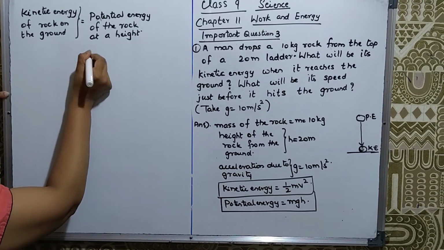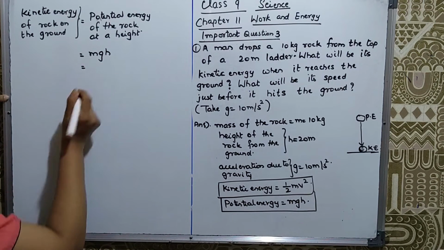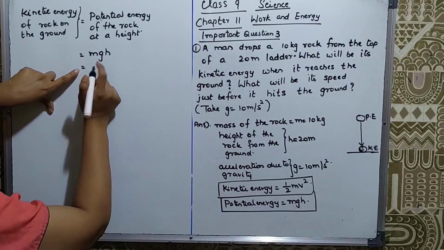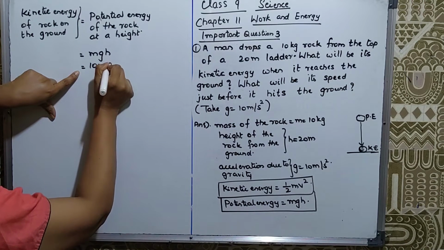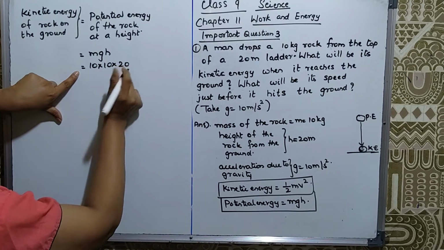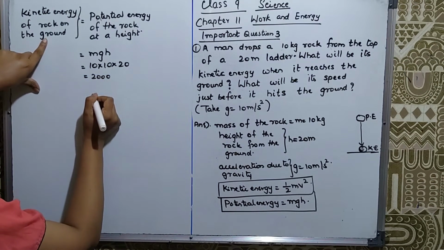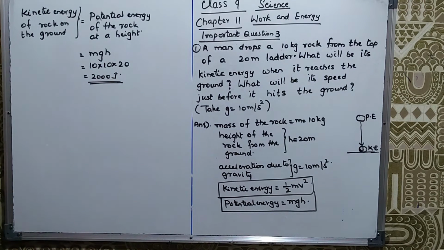So that will be equal to potential energy of the rock at a height, which is mgh. We want to find out the kinetic energy of the rock on the ground, so that will be equal to mgh. Mass of the rock you know 10, g is 10, height h is 20, equal to 2000. Unit of kinetic energy is joule. So kinetic energy of the rock on the ground, you got 2000 joule.